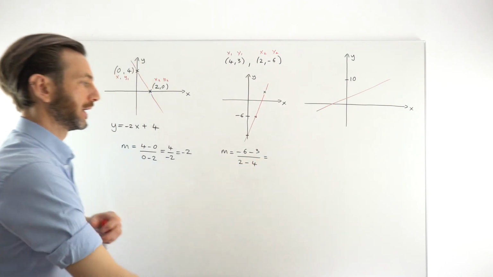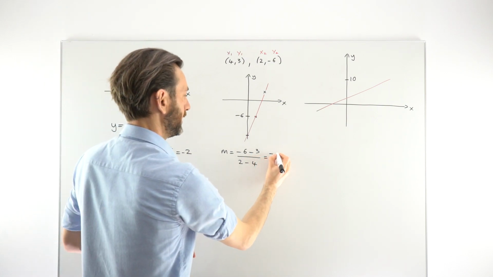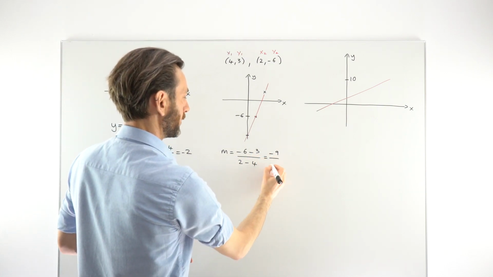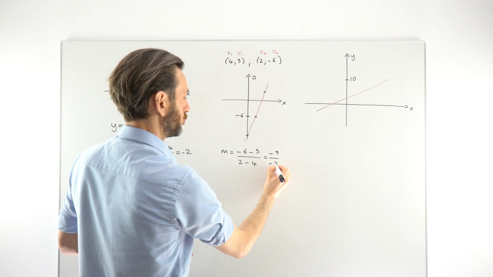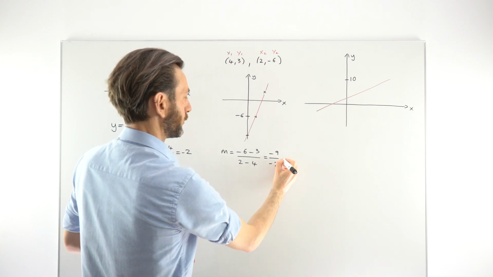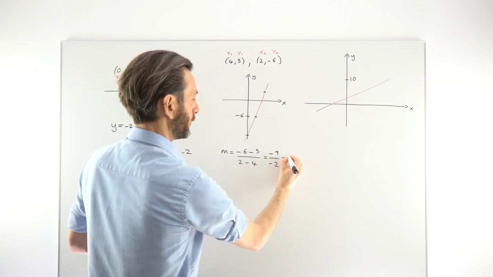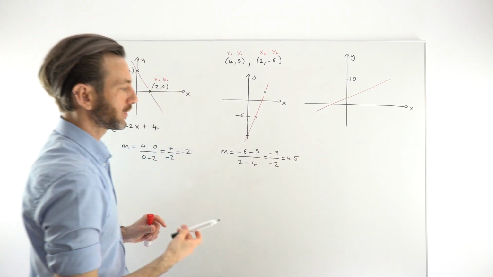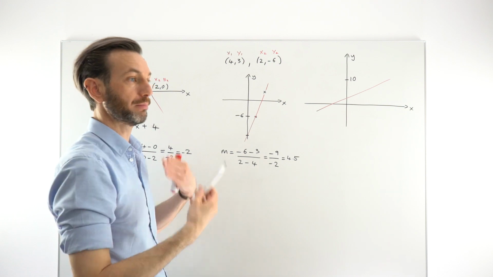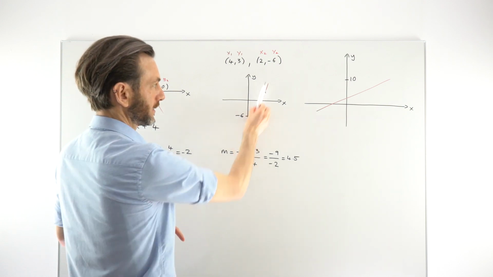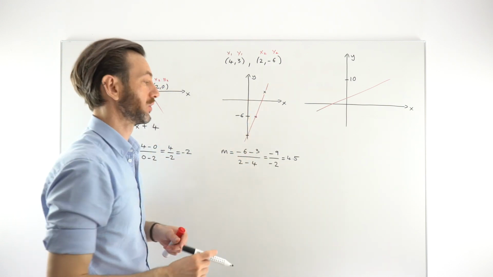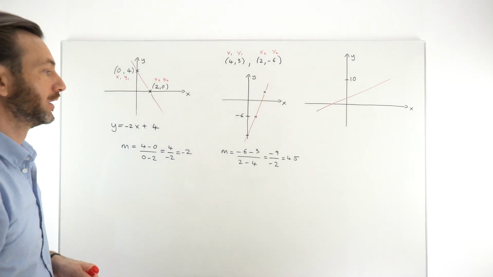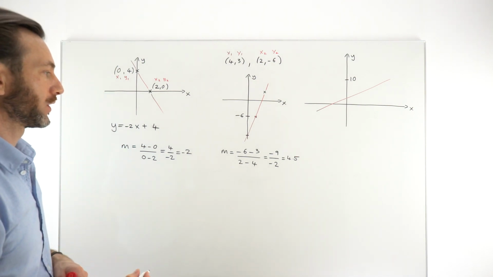So minus 6 minus 3 is negative 9 over 2 minus 4 is negative 2. The negatives would cancel. 9 over 2 is 4.5. So that's perfect. It's come out to be a positive number. We expected it to be a number bigger than 1 because it's a steep line, so 4.5 fits in really well with the geometry.